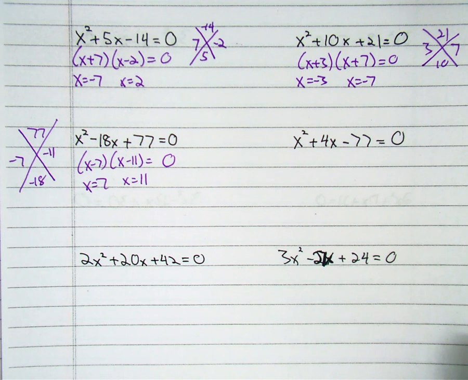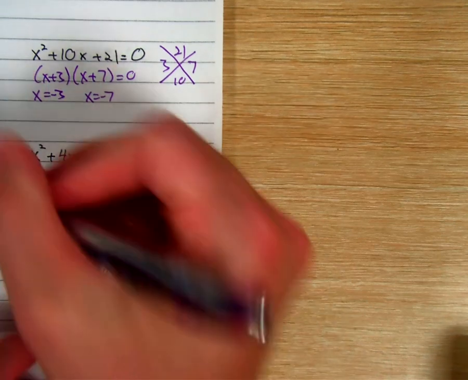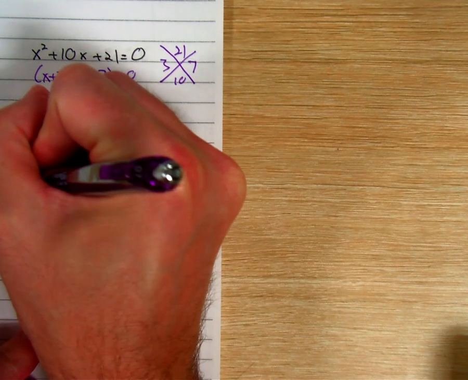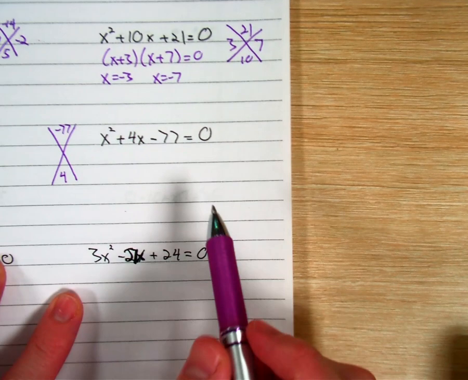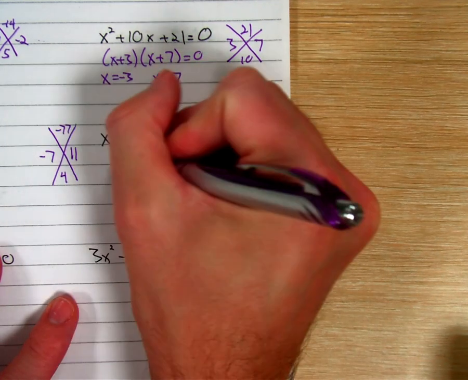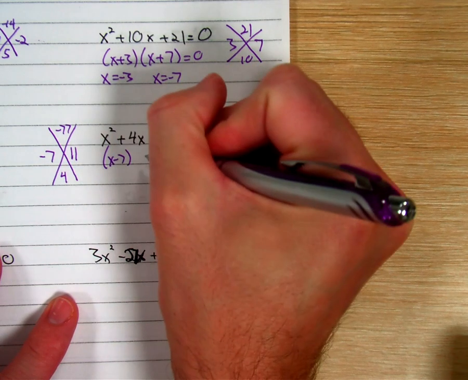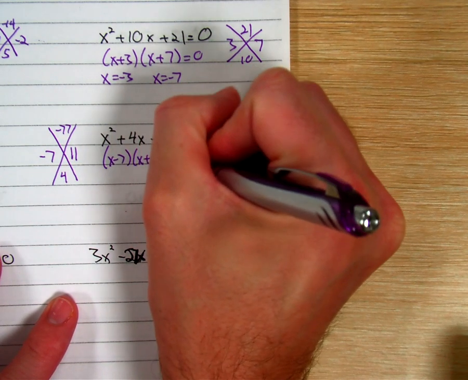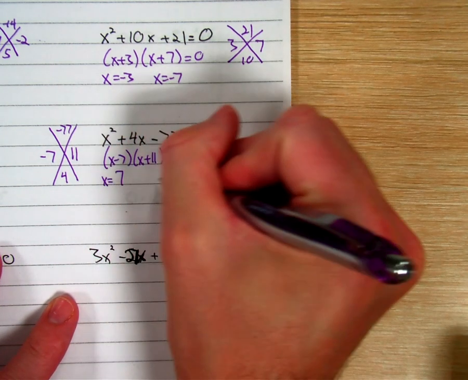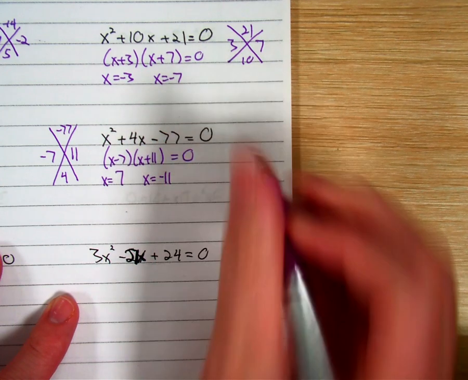Alright, let's have you try the next one on your own. X squared plus 4x minus 77. Alright, let's check in and see how you did. Multiplying to negative 77 again. This time we're adding to positive 4. Did you go with negative 7 and positive 11? X minus 7, x plus 11. How is that going to make it different from the last one? We still have x equals positive 7, but now we have x equals negative 11.